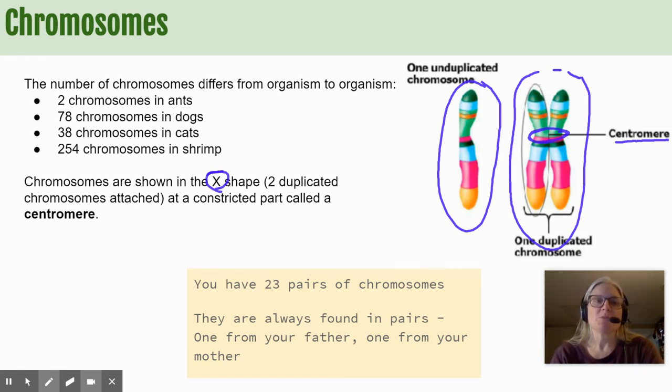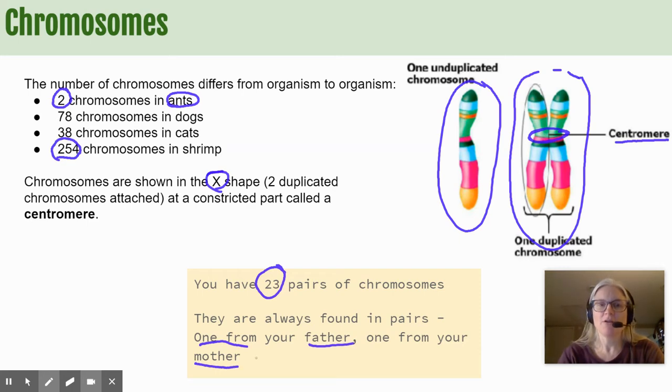Now, the number of chromosomes that are in cells differs between organisms. So in, say, something like an ant, all ant cells have 2 chromosomes in them. Okay, it's the same chromosomes in every cell, but every cell is going to have 2. Dogs, 78 chromosomes, cats, 38, shrimp. So apparently size doesn't matter for how many chromosomes you're going to have. Shrimp have 254. So humans, your cells, if your body, have 23 pairs of chromosomes. Okay. Now chromosomes are always found in pairs. You get one from your father and one from your mother. Okay.